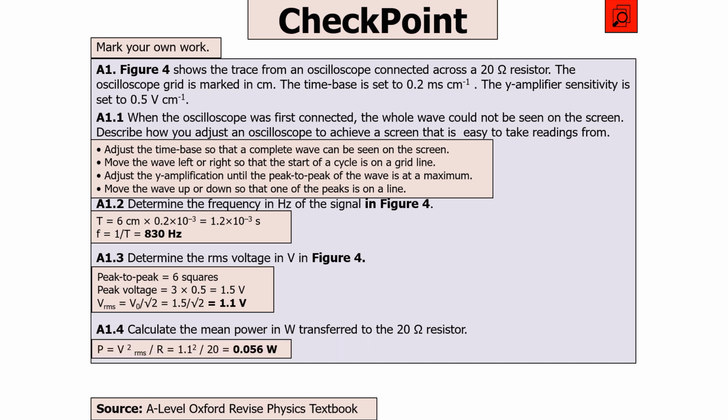Then the mean power transferred, well, P equals V squared over R. Now it's Vrms because we want an average value, or mean value, so therefore Vrms is 1.1 volts, so you work it through to be 0.056 watts.